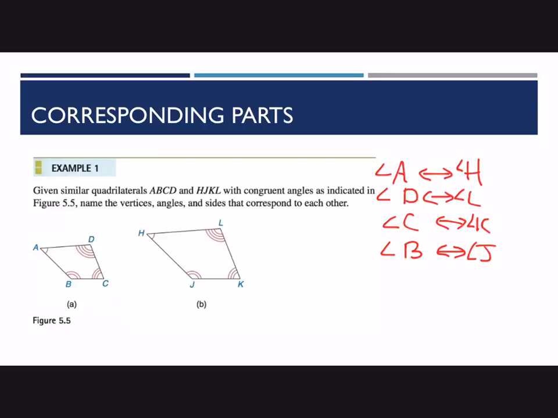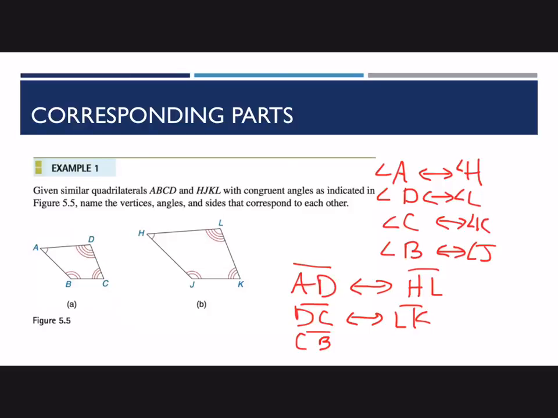And then corresponding sides would run between two corresponding angles. Okay, so since A and H correspond and D and L correspond, then we know that side AD corresponds to side HL. Okay. And then you can just go kind of around the quadrilateral, get the other sides as well. So DC corresponds to LK, and CB corresponds to KJ, and finally BA corresponds to JH.